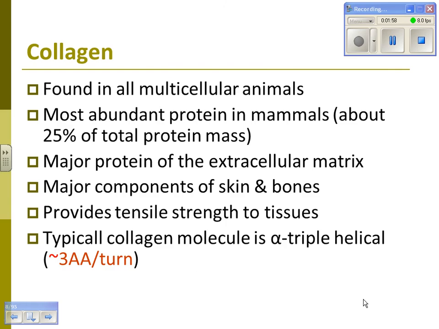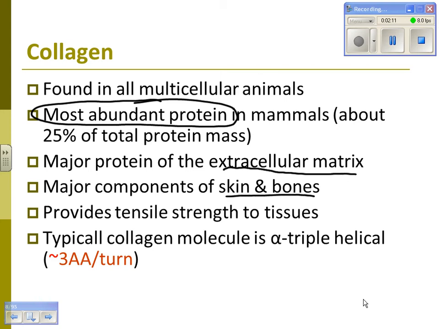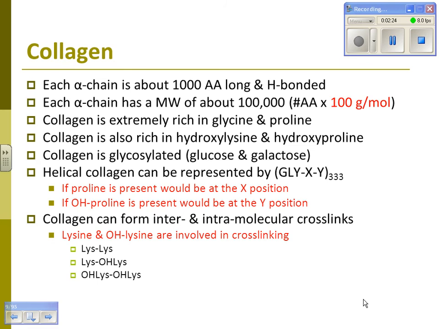Here we go. Most abundant protein, that might come up. It's going to be the largest one we talk about. Extracellular matrix, skin and bones, provides strength, good things to know. And it's not a regular alpha helix, it's a triple helical alpha helix. So knowing the details of it, we're going to rank collagen as the heaviest one that we talk about in this unit. Lots of glycine and proline.